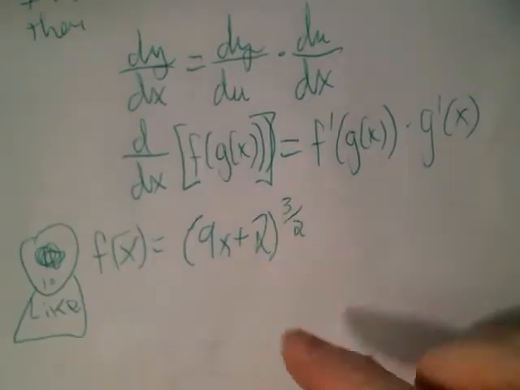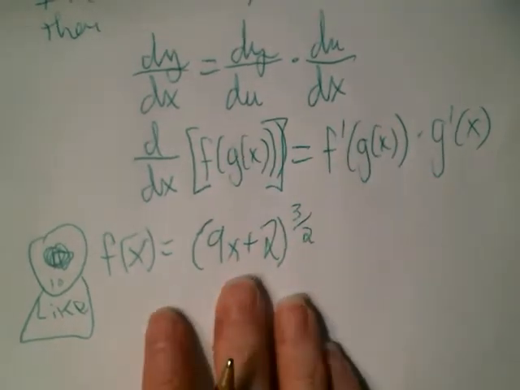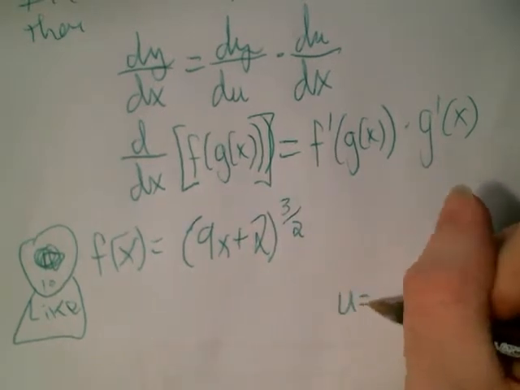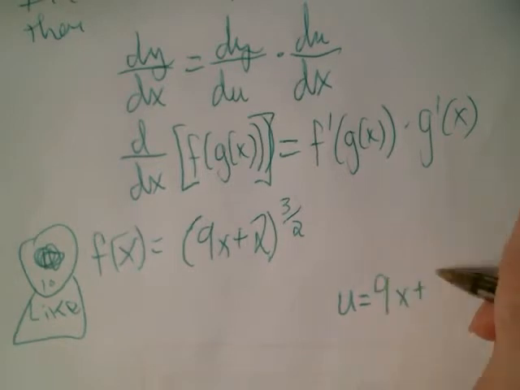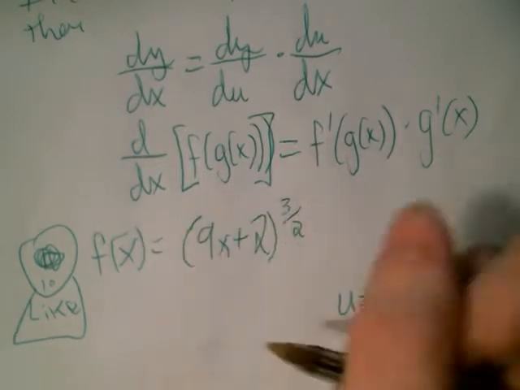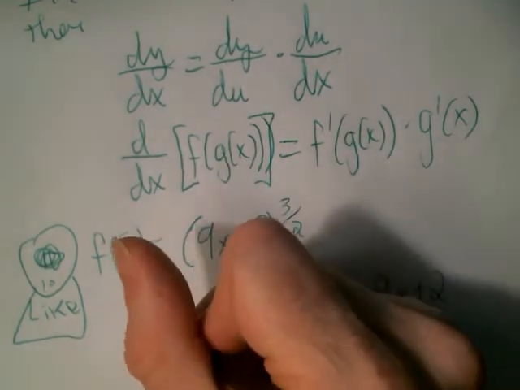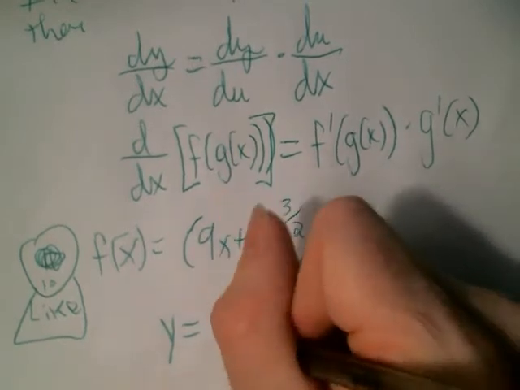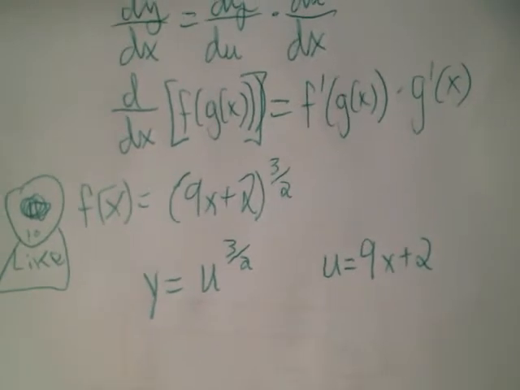Well, you kind of envision it as something like a function of another function. So you have u equals 9x plus 2, and then you're going to then look at the outer part, which is the f of x, or y, if you'd rather. y is equal to u to the 3 halves. So you have to kind of think of it in terms of parts. You have an inner part and an outer part.